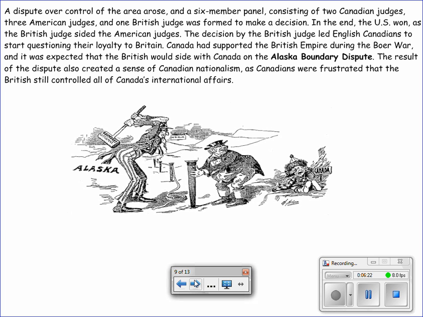The decision by the British judge led English Canadians to start questioning their loyalty to Britain. Canada had supported the British Empire during the Boer War, and it was expected that the British would side with Canada on the Alaska boundary dispute. The result of the dispute also created a sense of Canadian nationalism, as Canadians were frustrated that the British still controlled all of Canada's international affairs.